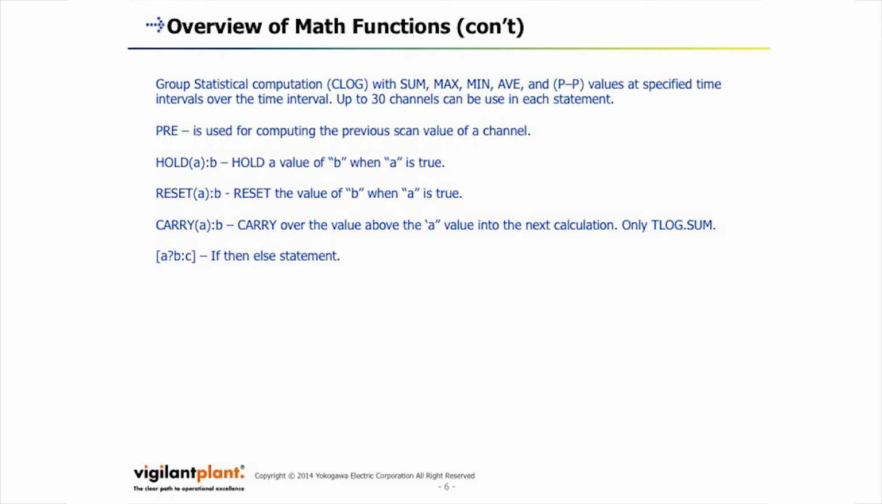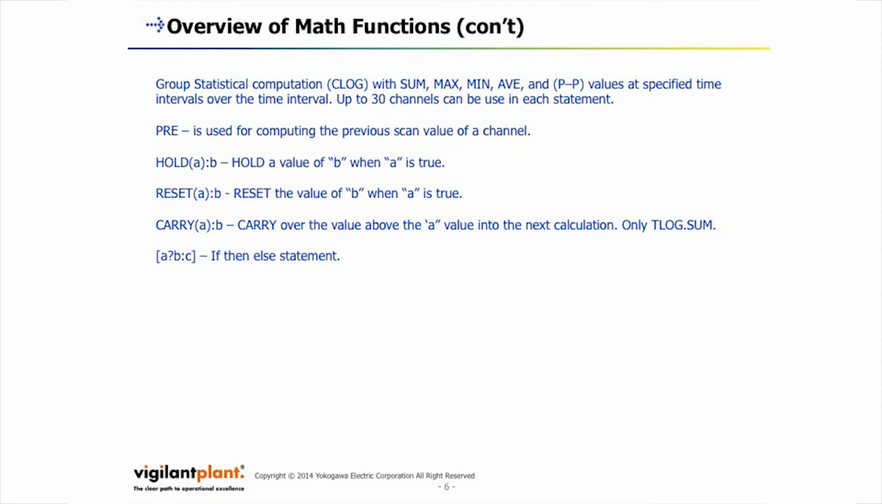Then previous is a statement that's used for looking at the previous scan interval of a channel. So in other words, when you're trying to see what the value was before it just got updated, you can do a previous and that will return that. There's also a hold, a reset, and a carry function. Those are used to basically, it's kind of like an if-then statement where if something on the left side of the statement is true, then the right side or the other side of the colon will be true, and then if it's false, it'll be the opposite.